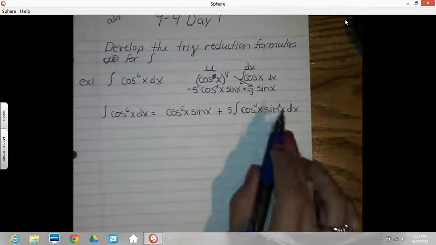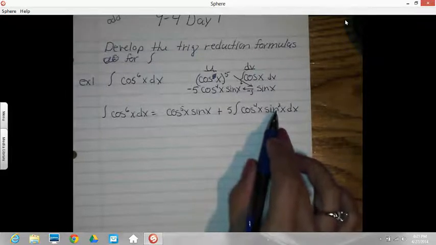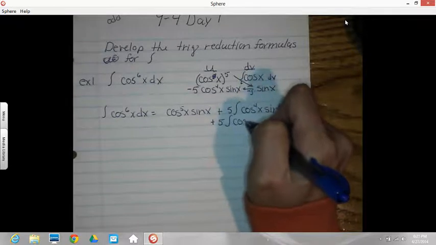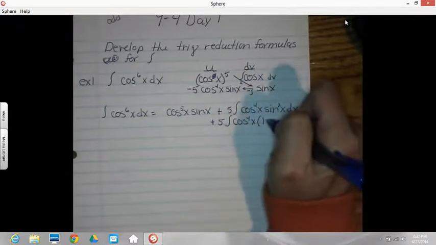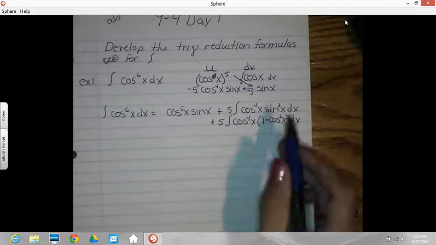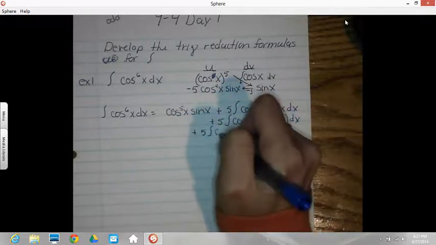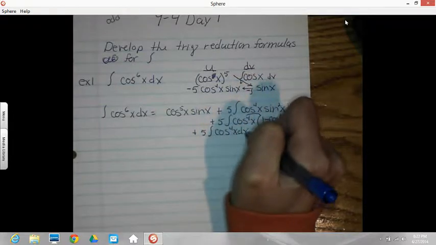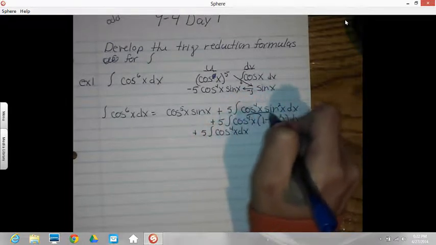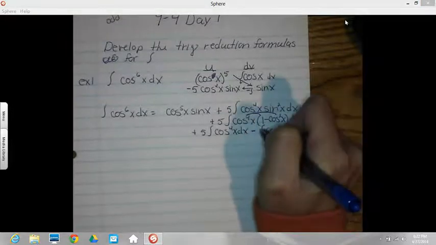But what I can do is rewrite the sine squared and bring back in more cosines. So remember, using the Pythagorean identities, sine squared equals 1 minus cosine squared. So I'm going to leave everything else the same. Cosine to the 4th is going to stay. Rewriting sine squared as 1 minus cosine squared. And then breaking this apart into 2 separate integrals. So I'll have 5 times the integral of, distributing, cosine to the 4th x dx. And then 5 times the cosine to the 4th times the cosine squared. So that will give me a minus the integral of cosine to the 6th x dx.